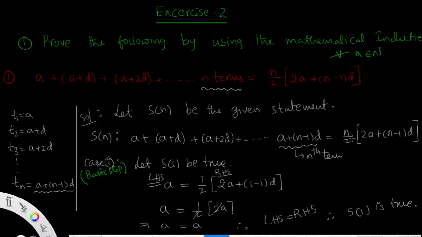Here in the RHS also put n equal to 2, means 2 by 2 into 2a plus 2 minus 1, that is 2a plus 2d. 2 cancel, a plus d.